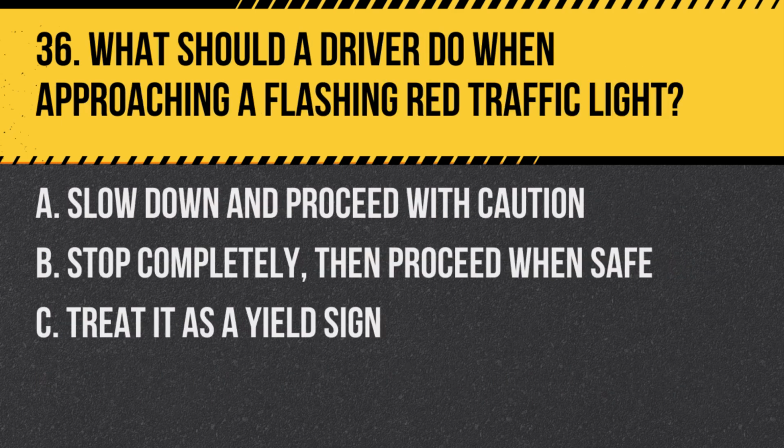Question 36. What should a driver do when approaching a flashing red traffic light? A. Slow down and proceed with caution. B. Stop completely, then proceed when safe. C. Treat it as a yield sign. Answer: B. Stop completely, then proceed when safe. A flashing red light is treated like a stop sign.